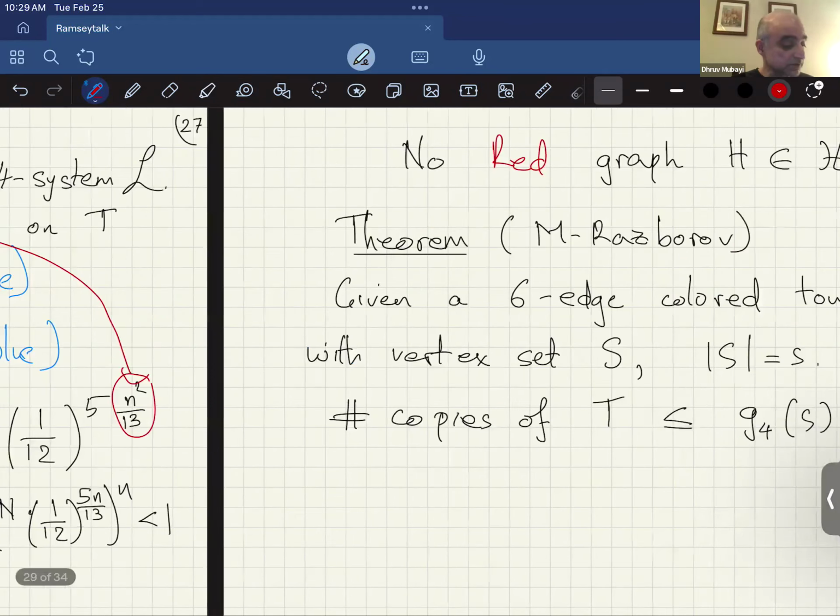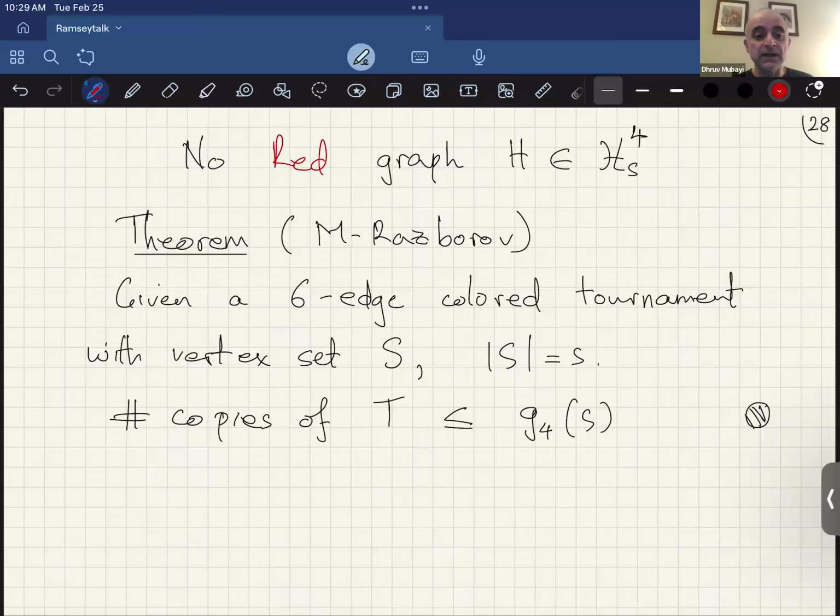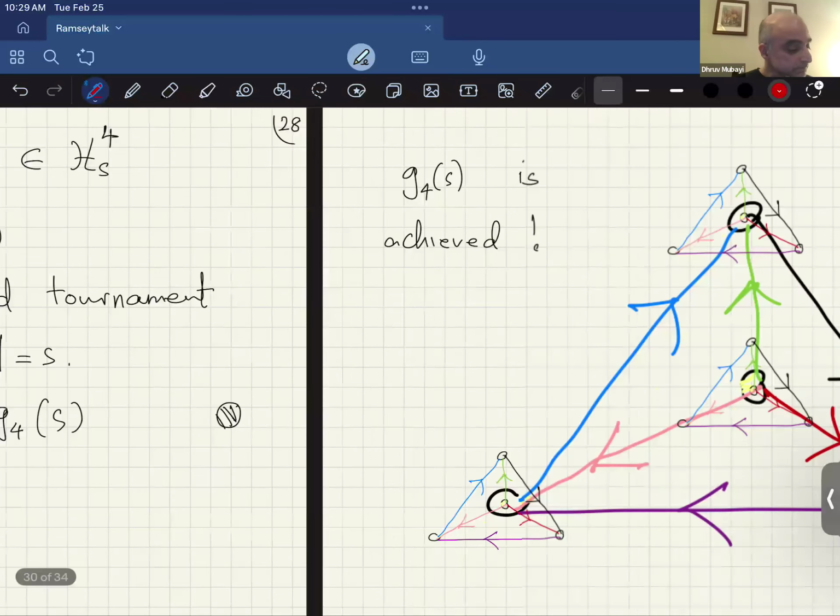The hard part is, of course, the red. Normally the red was easy. Here the red is hard. So there's no red graph because we proved, this is our main theorem, and our theorem has nothing to do with probability. It's a deterministic extremal theorem. If you are given a 6-edge-colored tournament on a vertex set S with little s vertices, the number of copies of T is at most the number in the iterated 4-partite construction. That's an extremal theorem about the inducibility of colored directed structures. And that shows that the red object is forbidden.